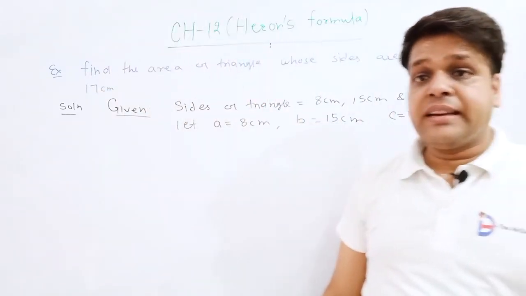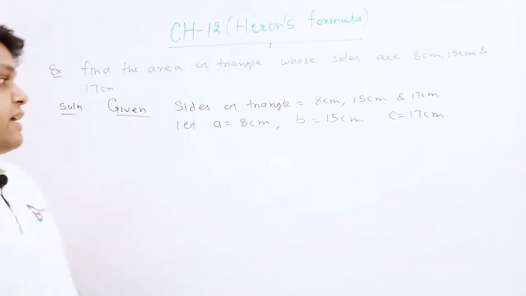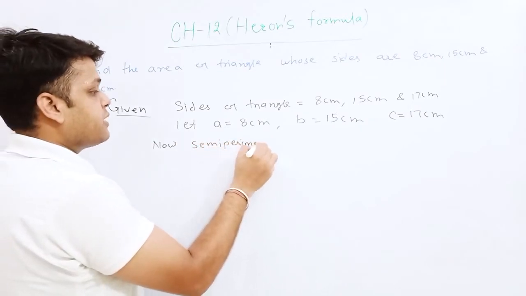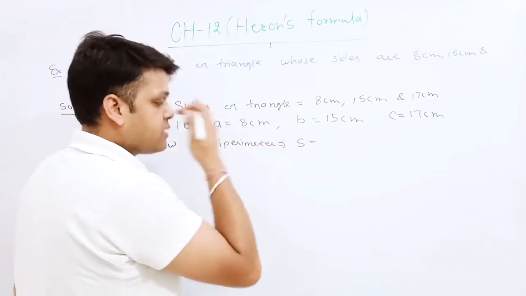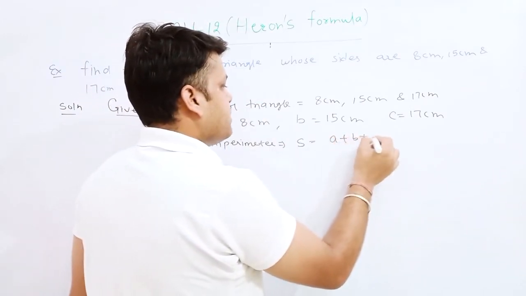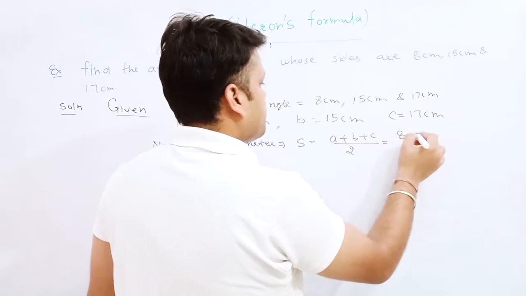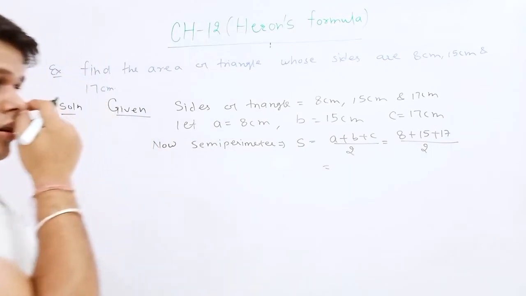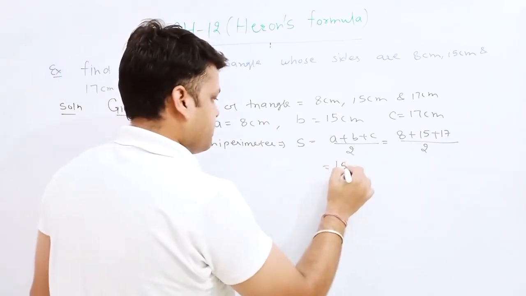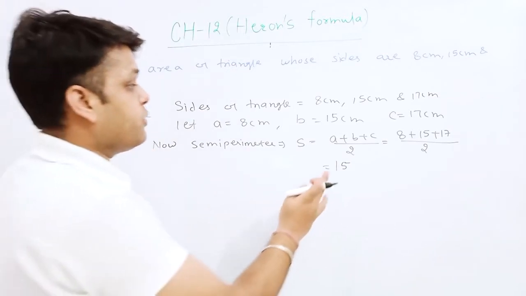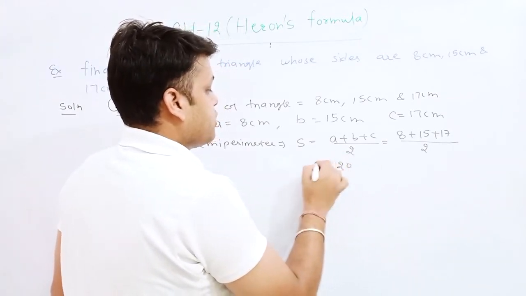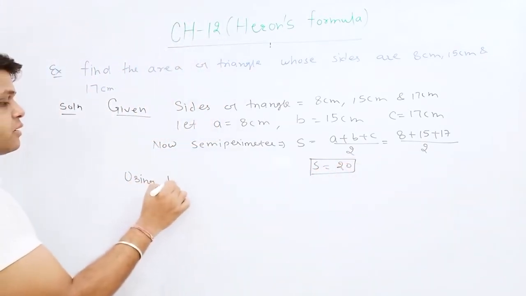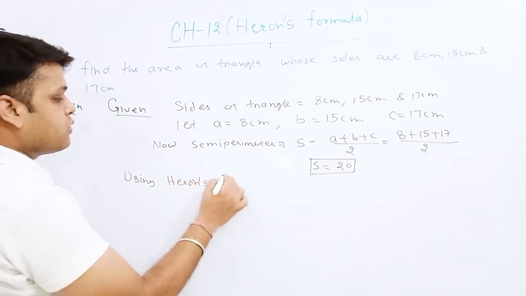First of all, you have to find semi-perimeter of the triangle. Now, semi-perimeter, which is noted by small s, and small s becomes A plus B plus C by 2, which is equal to 8 plus 15 plus 17 by 2. Now it becomes what? Sorry, 40 by 2, which is 20. So S becomes 20. Using Heron's formula.